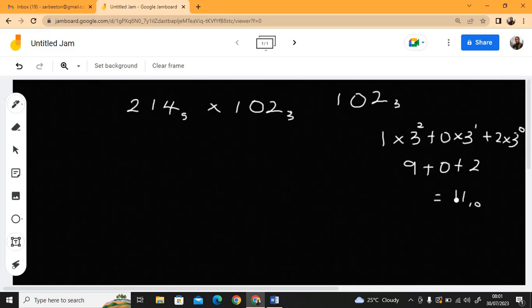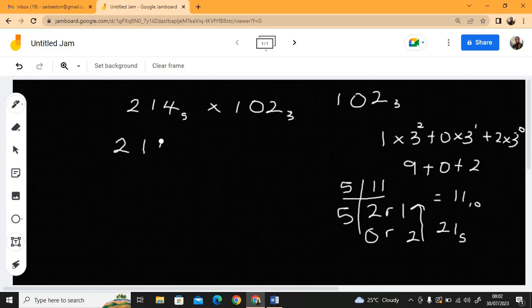Now this 11 base 10, I will convert it to base 5. So I will write 11 here, and divide by 5. 5 goes in 11 twice, remainder 1. And 5 again: 5 goes in 2 is not possible, that is 0, remainder 2. You bring this 2 here. So what is here is 21 base 5. So I can use it to multiply. What I have now is 214 base 5 times 21 base 5.